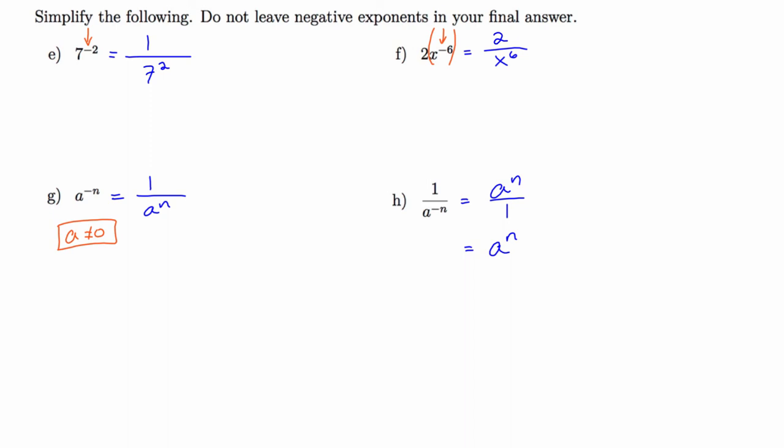A negative exponent only means reciprocal, and another way to think of reciprocal is it belongs on the other side of the fraction bar. In part E, we really started with 7 to the negative 2 over 1, and so that negative meant throw the 7 squared in the denominator. In part F, we really started out with 2x to the negative 6 over 1, and that negative 6 meant the x to the 6 belongs in the denominator. Negative exponents mean reciprocal. So a negative exponent in the numerator means throw it down to the denominator, and on H, a negative exponent in the denominator means throw it up into the numerator.